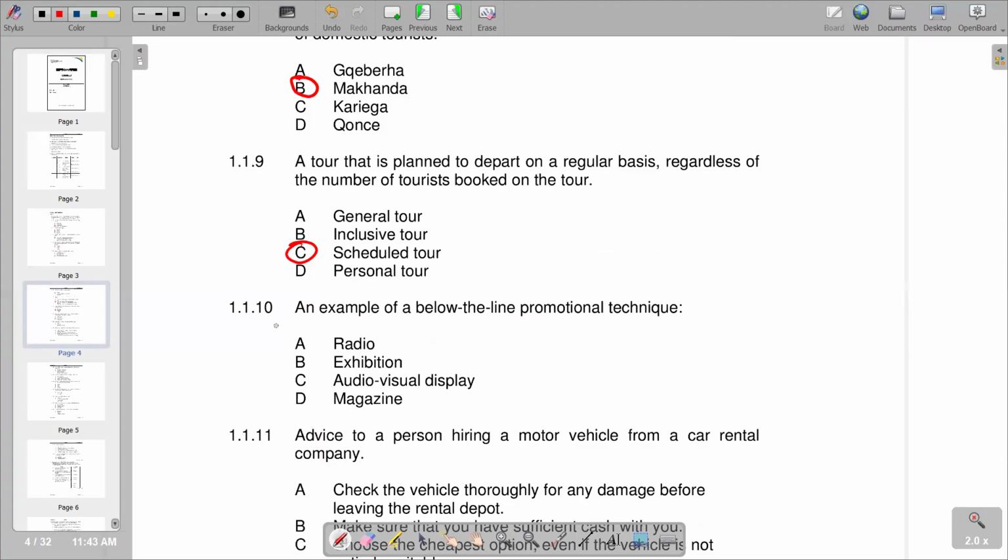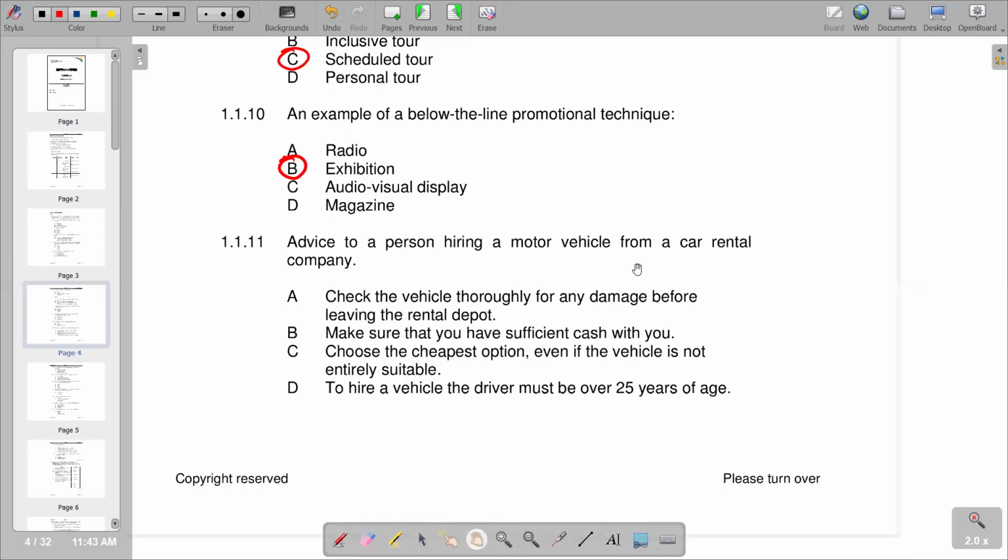So we go to number 10, an example of a below the line promotional technique. Below the line promotional technique, we have got a radio, exhibition, audio visual display, a magazine. So the correct response that we have is exhibition, which is B. Then we move on to the next one, number 11. Advice to a person hiring a motor vehicle from a car rental. Different responses we have, but the correct response that we have is A. Check the vehicle thoroughly for any damage before leaving the rental depot. Very important to check it before you leave the rental depot, because if you identify it after, it becomes a problem.